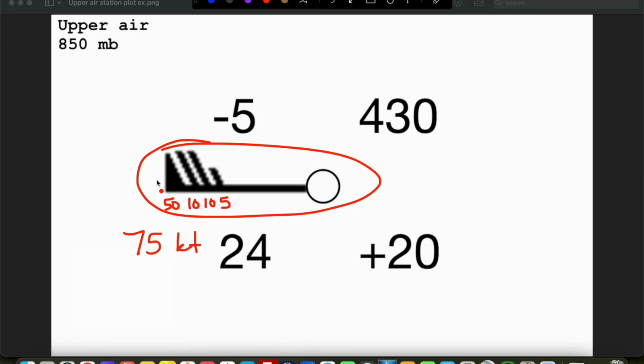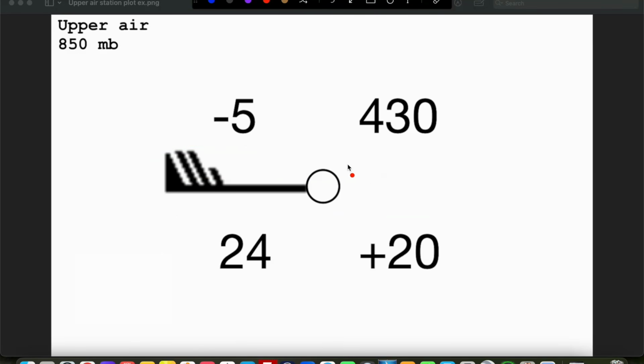And the direction, of course, is we go through the flags toward the center of the station. So this is a westerly wind at 75 knots. And the central station circle is not used for anything on upper air maps like it is for cloud cover on surface maps, so we can ignore it when looking at upper air station plots.